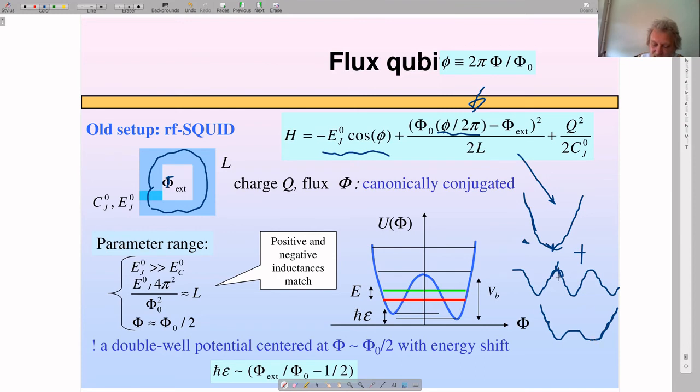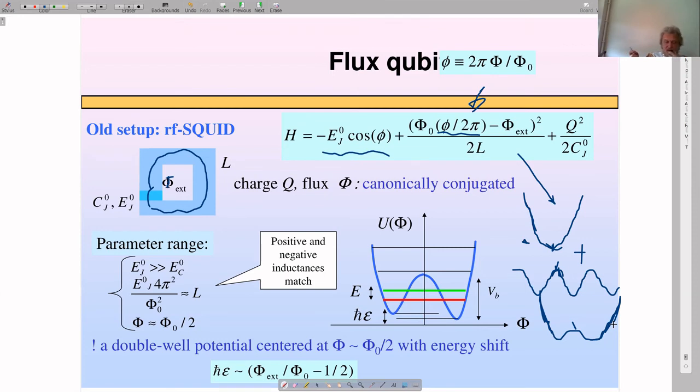This dip comes from Josephson energy, and the increase comes from this parabolic potential. Good. So what we have realized is a double well potential. In other courses, I frequently talk about qubits as a particle in a double well potential. Here it's a practical realization of it.